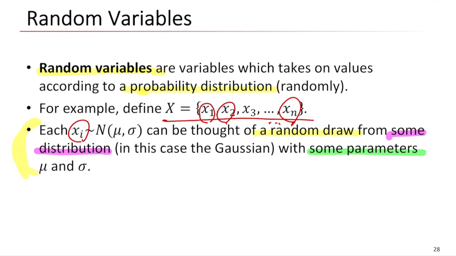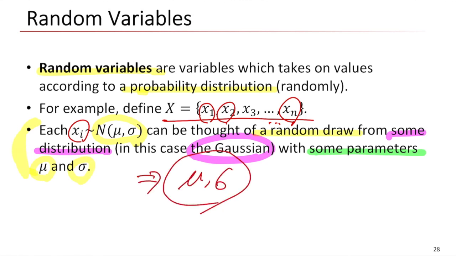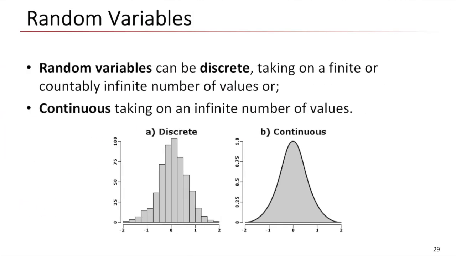What does that mean? Let's say this random variable was derived from a Gaussian distribution. It can be represented like this with parameters mu and sigma. If we know mu and sigma, we can define the probability distribution of this random variable. That's why we learn probability distribution functions.